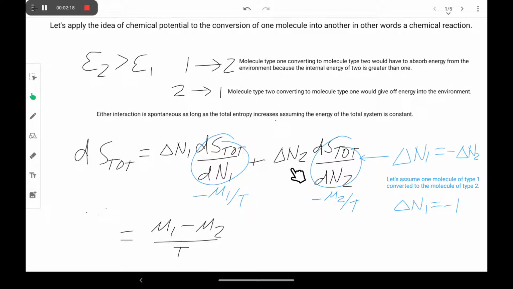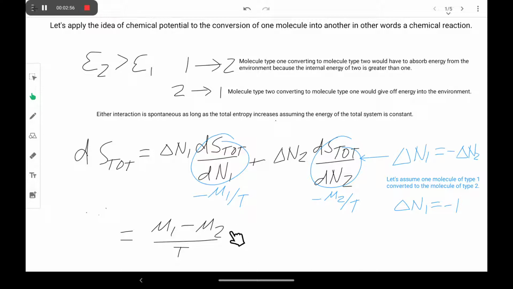Now, in this particular case, we're going to focus on one molecule change. That means we'll say 1 went to 2, so type 1 changed into type 2. So that means we lost one molecule of type 1. So delta N1 is -1, and it turned into type 2, so delta N2 is +1. So this is +1, this is -1. Okay, so they kind of offset these minus signs, and so we end up with this change in entropy equaling the difference in the chemical potentials divided by the temperature.